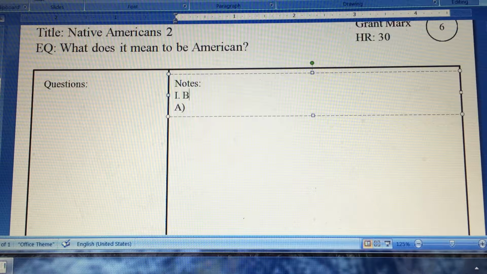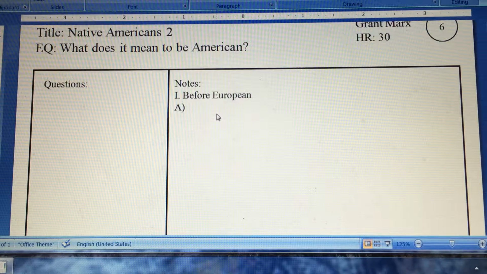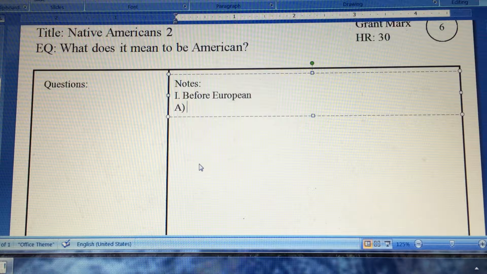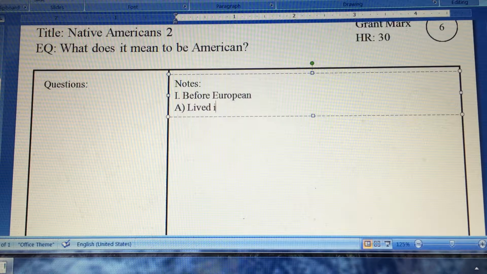First topic is before Europeans. So keep in mind, life was very different for Native Americans before the Europeans. So I'm just going to use some basic facts now for before Europeans. When we're talking about natives, Native Americans, they lived in all environments.